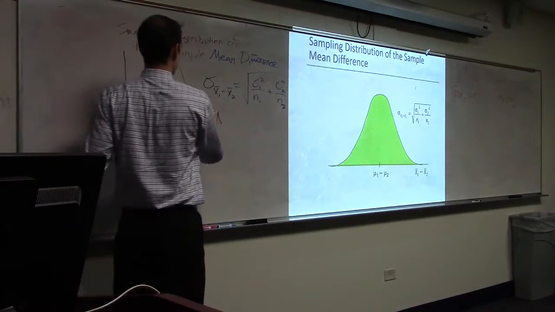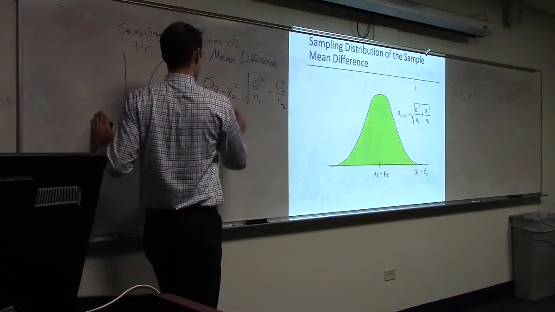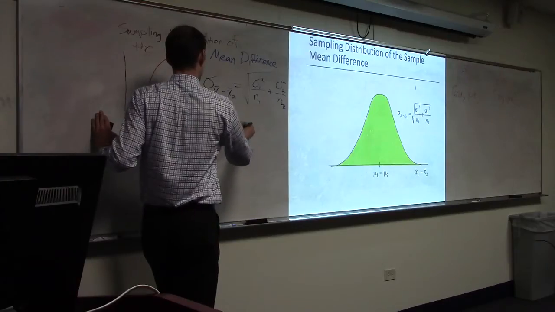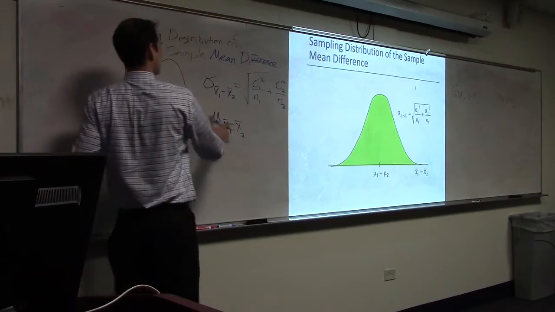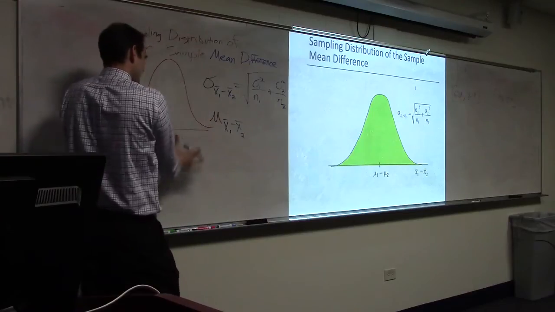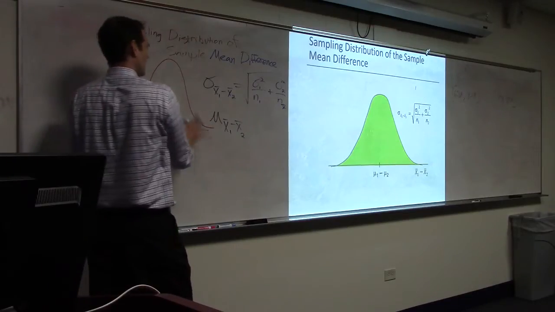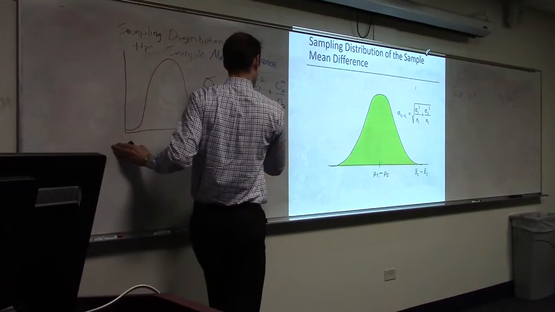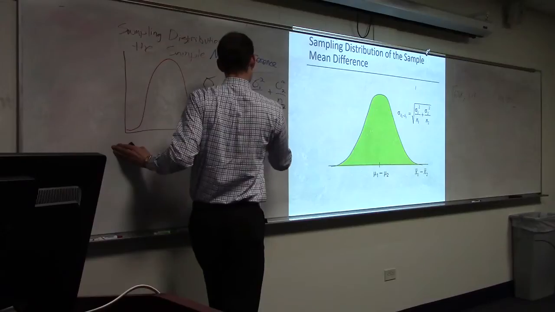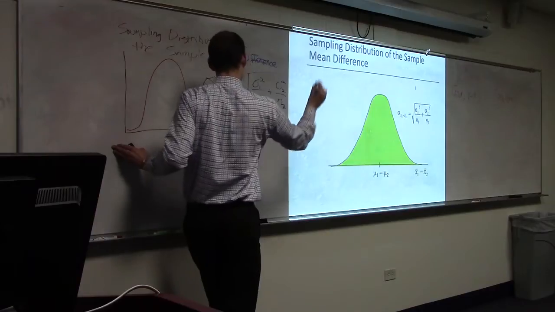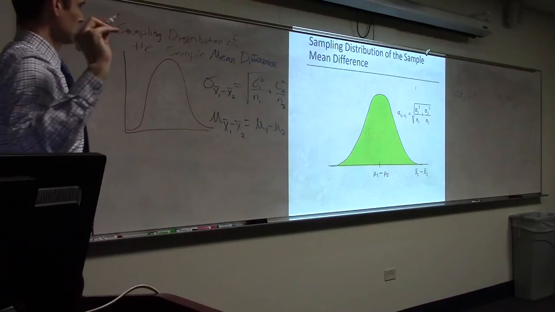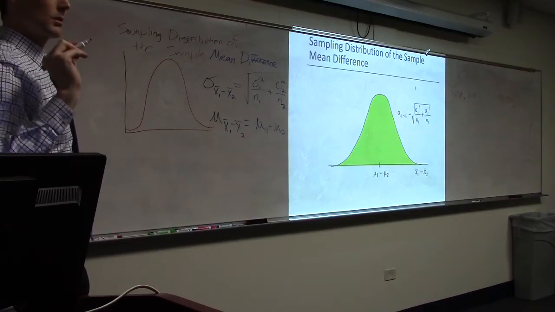All right, and then I want the mean of x bar 1 minus x bar 2. Again, I say the mean of x bar 1 minus x bar 2 because this is a sampling distribution of sample means. It's not the true population mean. And that is going to be equal to mu 1 minus mu 2. Okay. Any questions?